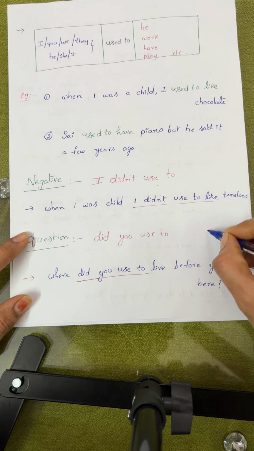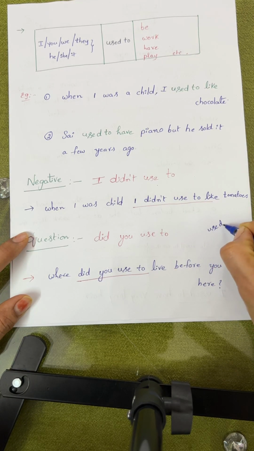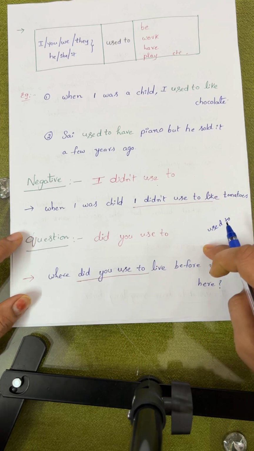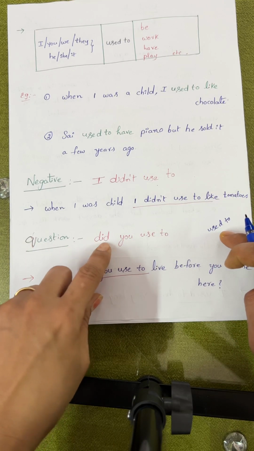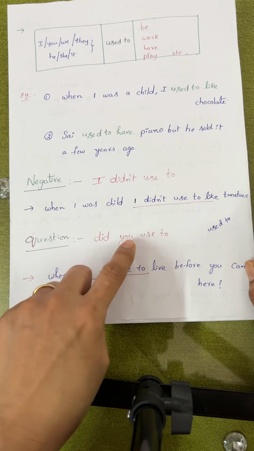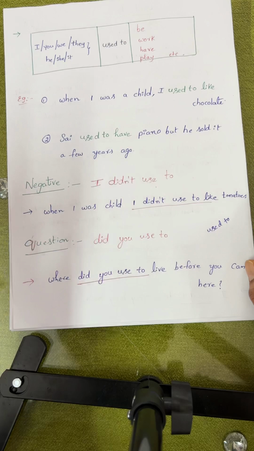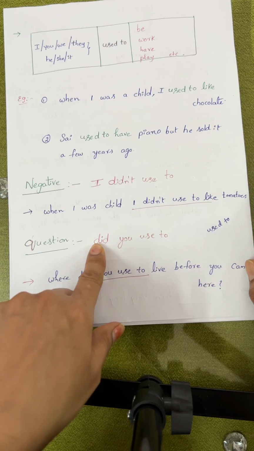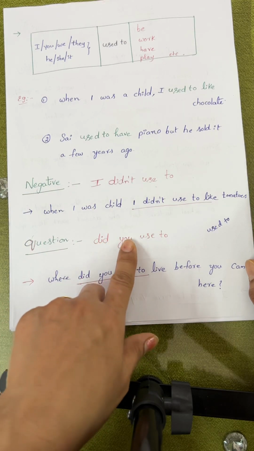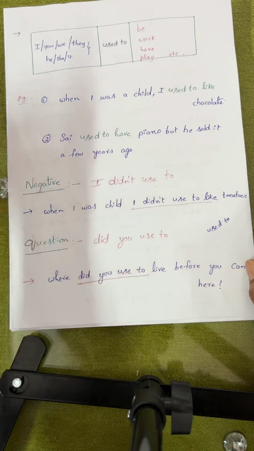Generally this format is used to frame a question. You can place "did" here. If you want to replace the pronoun, you can place anything: did I, did we, did you, did she, did he, like this. Did she used to, like this.